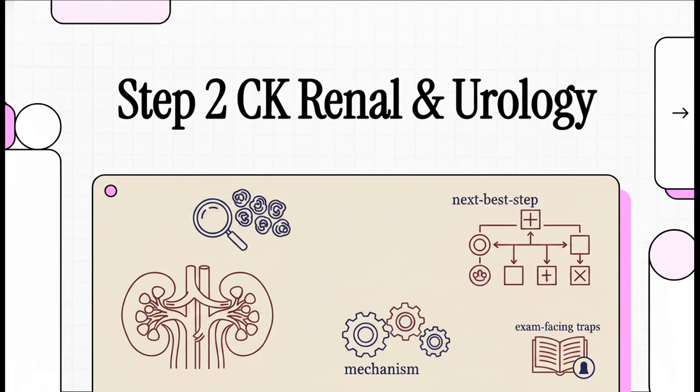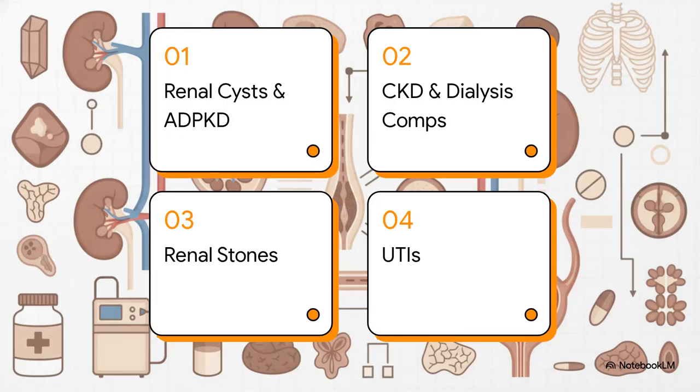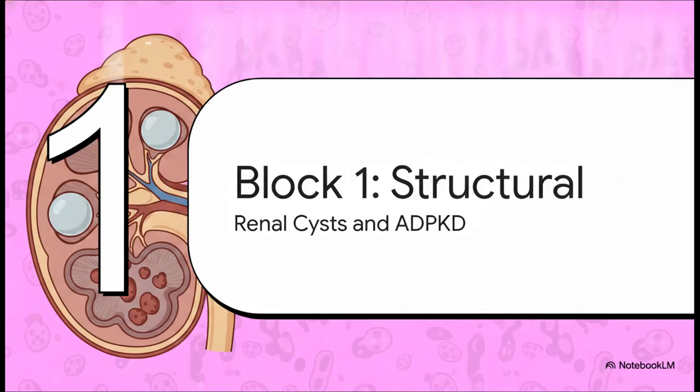All right, let's jump straight into this high-yield explainer on structural, chronic, obstructive, and infectious renal pathology for Step 2CK. We are focusing entirely on next best step decision logic, the underlying mechanisms, and of course those classic exam-facing traps. We'll be breaking down our clinical decision-making into 4 distinct folders: structural defects, chronic functional failure, acute obstruction, and finally, infectious pathology. Starting off with Block 1, structural defects.